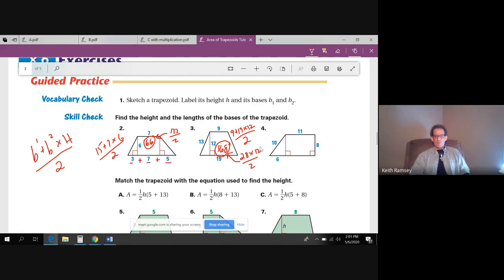Let's look at number 4. Number 4 is a little tricky because it just gives you 6 for over here. And then they're hoping that you can see that this distance right here is 11 because the top is 11. So I'm going to put 11 down here. And I've got someone who has a question.